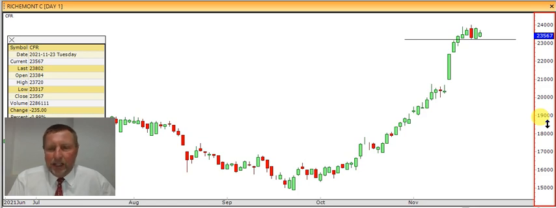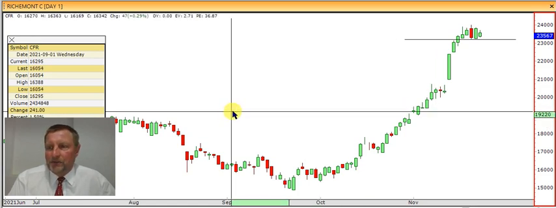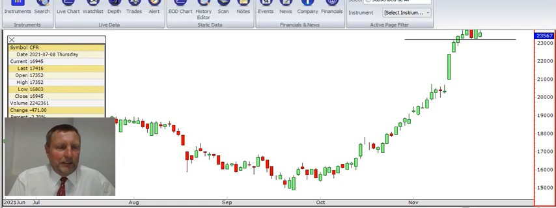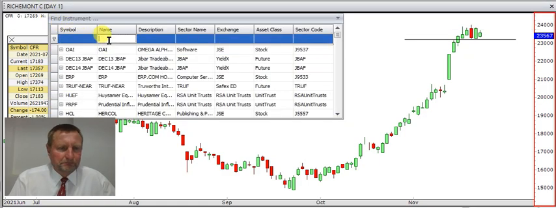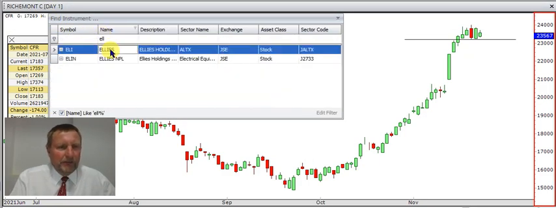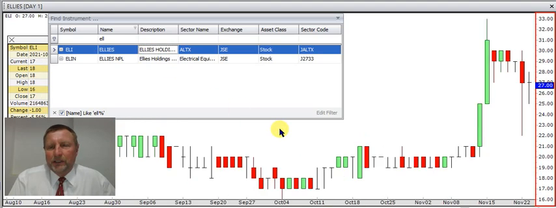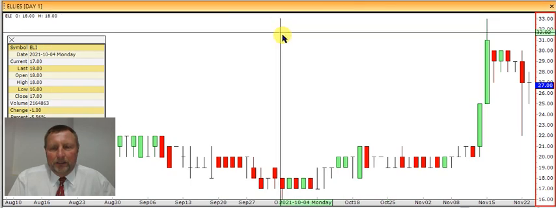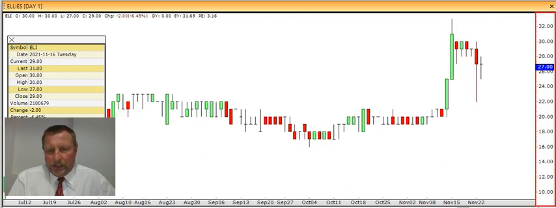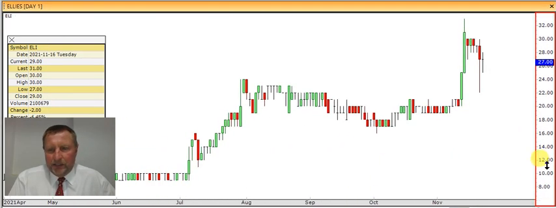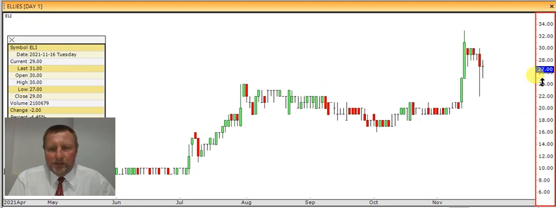Let's have a look at Bongi's request. Bongi is looking for Alice. Bongi, I mean, this is a tiny company. It had massive problems in the past. Let's have a look at the chart. Well, Bongi, if I look at this chart, what does that tell me? This tells me that this share is a little bit uncertain.